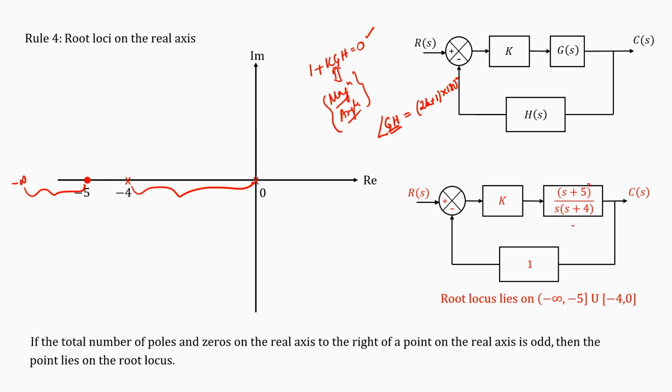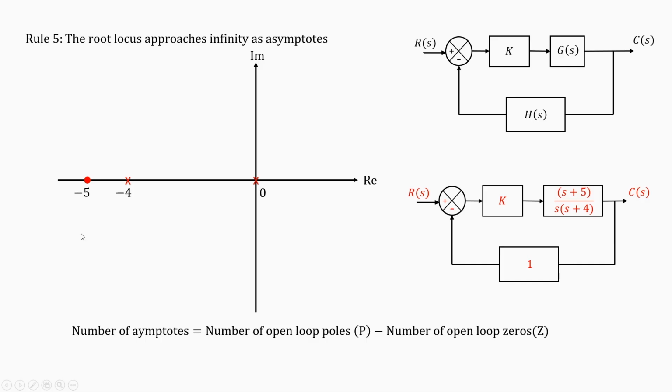So, in this case, you see the root locus must lie from minus infinity to minus 5 and minus 4 to 0. This I am only talking about the real axis. It can go outside also, okay, but this entire line must be on the root locus. This entire line must be on the root locus, okay. This brings us to the 5th rule.